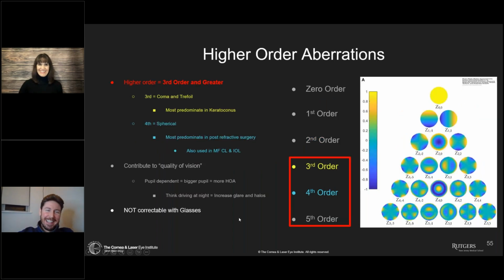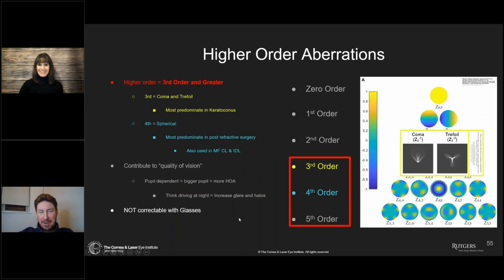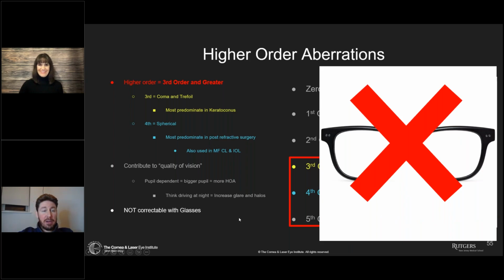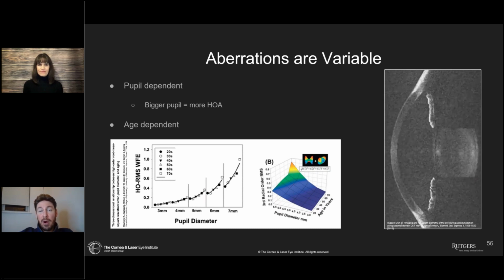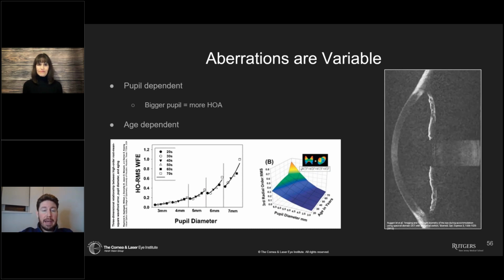So yes, lower order aberrations are covered, and higher order aberrations are what's associated highly with keratoconus, specifically trefoil and coma. Now, aberrations are variable. This is why individuals will tell you that their quality of vision goes down at nighttime. The larger their pupil, the more higher order aberrations we're getting through that, but it's also an age dependent thing. So this is kind of a three factor that are contributing to the aberrations present.